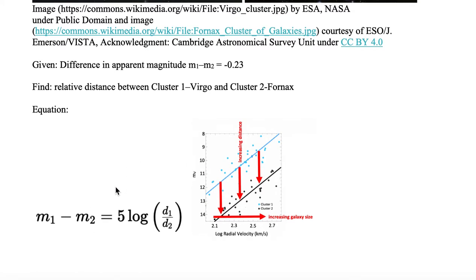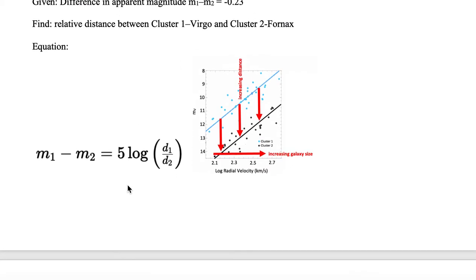So let's go ahead and solve. We want to solve for relative distances. So let's go ahead and plug in what we've got. M1 minus M2 is minus 0.23. So we're going to write minus 0.23 on the left. And then that is equal to 5 log D1 over D2.